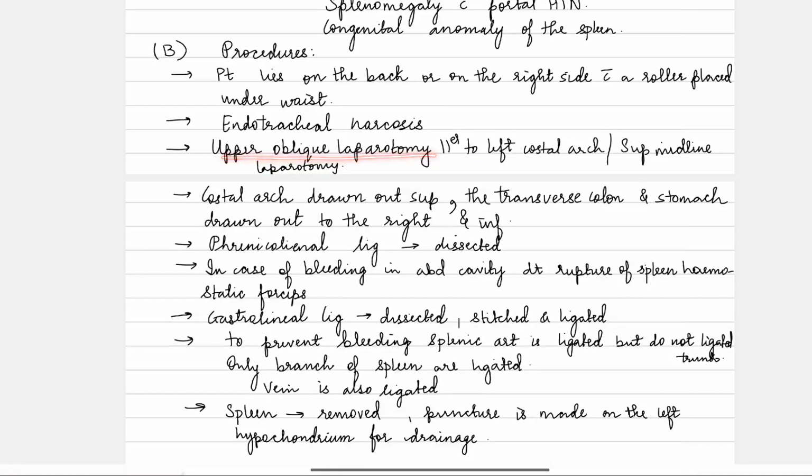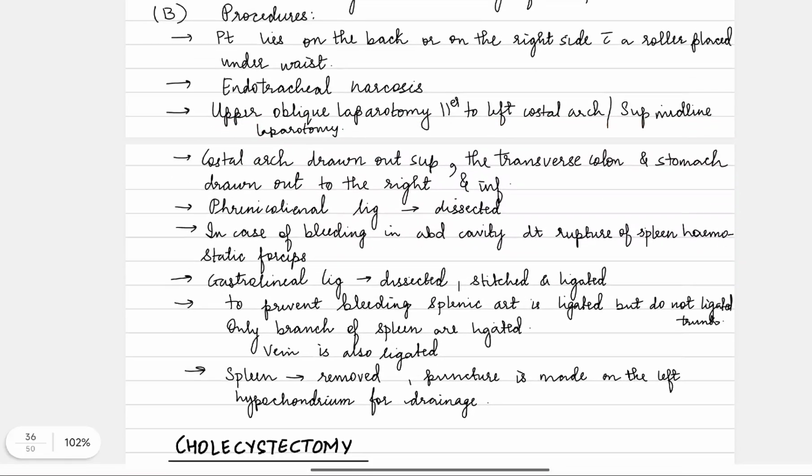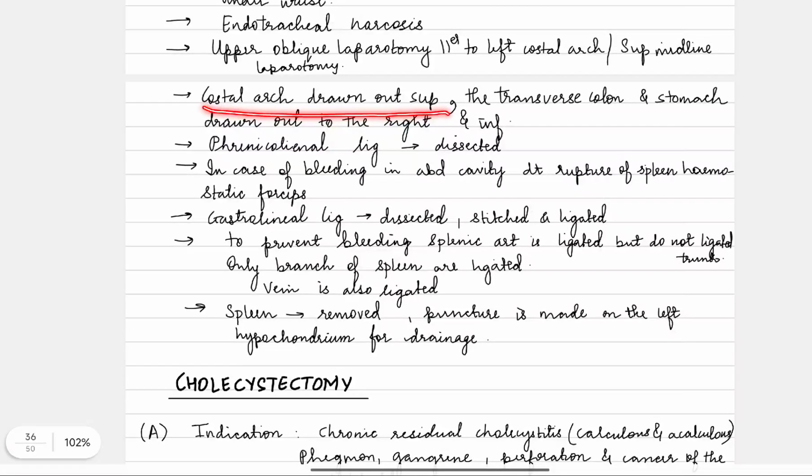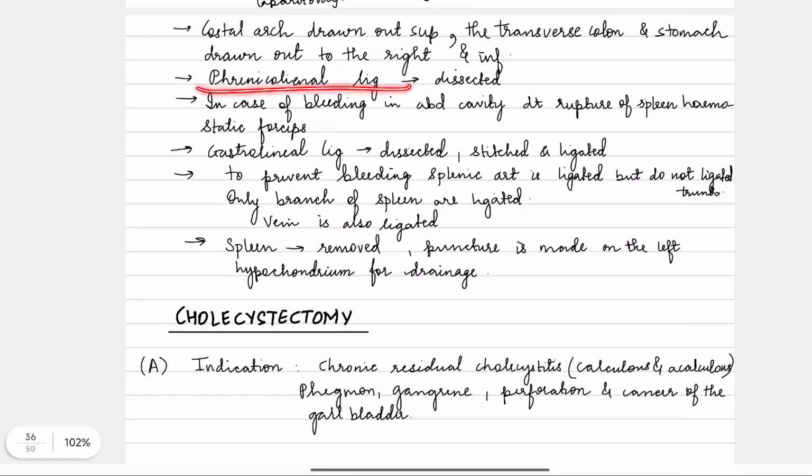Upper oblique laparotomy parallel to the left costal arc or superior midline laparotomy is done. Costal arch is drawn out superiorly. The transverse colon and the stomach is drawn out to the right and inferior. Phrenicocolic ligament is dissected. In the case of bleeding in the abdominal cavity due to rupture of the spleen, hemostatic forceps, gastrosplenic ligament is dissected, stitched and ligated.